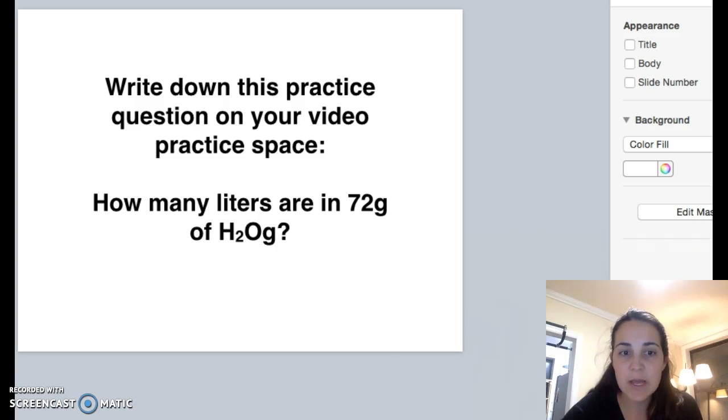So the question that we're looking at for this practice problem is how many liters are in 72 grams of H2O gas? So we're thinking about the gas vapor now. Take a minute to write down that practice problem.